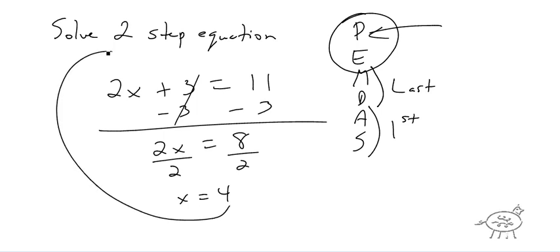And again, it's really easy to check it. Plug that back into the original problem. So you get 2 times 4 is 8. 8 plus 3 is 11. And you get your answer. Okay, it's really easy. Okay, so let's try another one here.